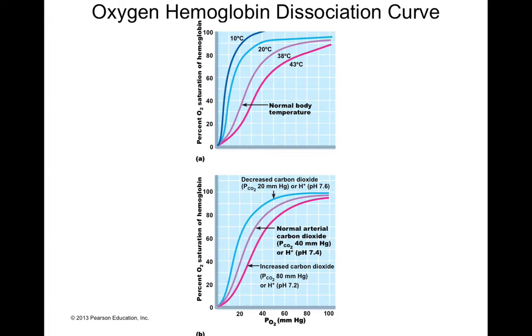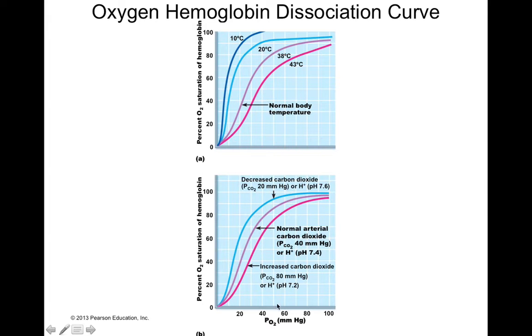So let's compare these then, you guys. So we have 7.2, 7.4, and 7.6. So the hot pink is 7.2 pH, purple here is 7.4, and then the blue line here is 7.6. Which one's more acidic? 7.2, yeah, exactly, which is the hot pink.